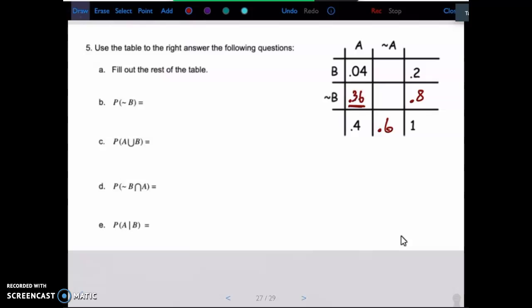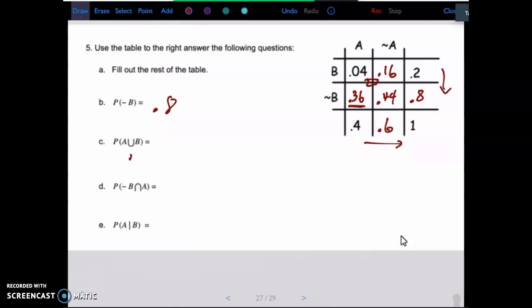And then you can figure out the rest from there. So this will be 0.44, and this has to add to 0.2, so that'll be 0.16. Notice the rows, or the conditions, will add to 1. The columns or the margins will also add to 1. So now you can figure out all the probabilities. Probability of not A, 0.8. Probability of A union B.